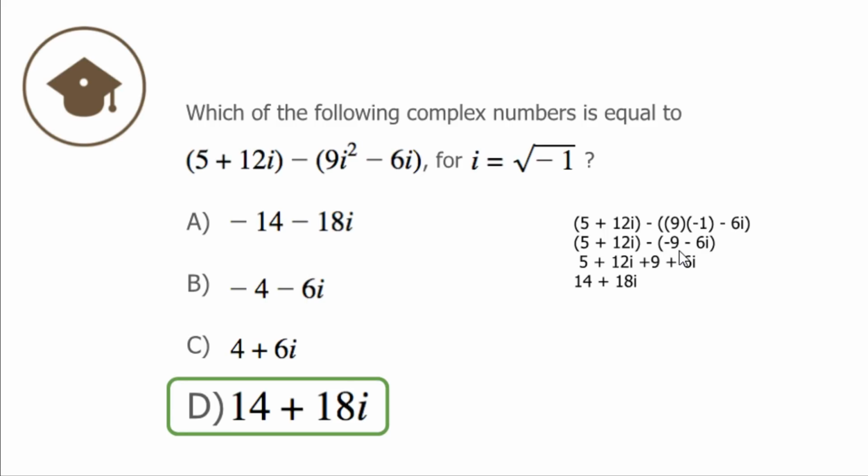Now, here's another chance to make an error. We want to make sure to distribute this negative sign. So we have negative minus 9, so that's plus 9, and then minus -6i, so that's plus 6i. Then combining like terms, we have 5 plus 9, which is 14, and 12i plus 6i, which is 18i, which gives us D. Now, this problem deals with complex numbers, but the question itself is not the most complex.